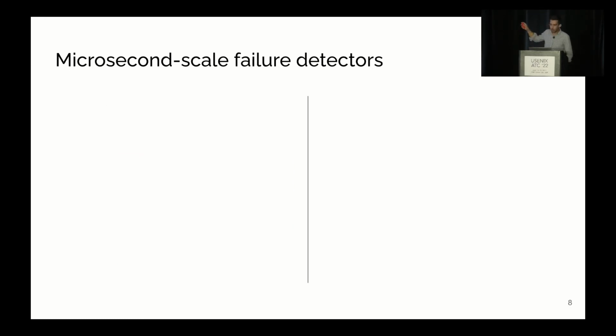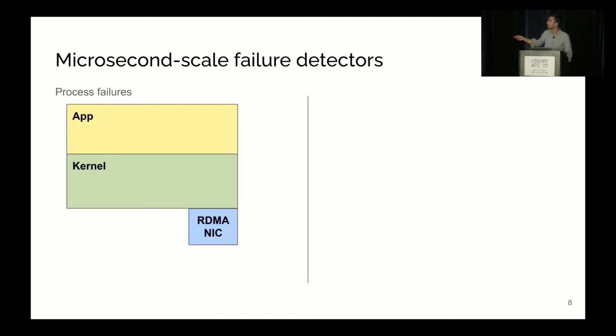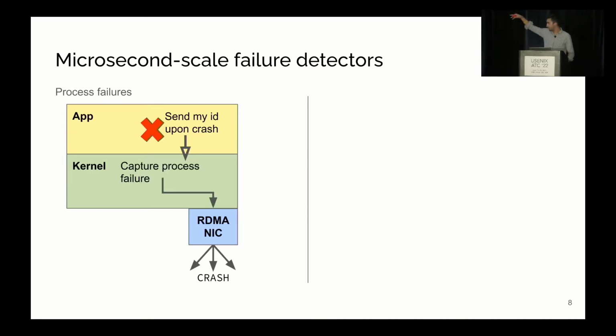So let's have a quick look at how we deal with the first two kinds of failures. Well, when there's a process failure, it's dead simple. The app just pre-registers itself to the kernel and tells it, please, when I crash, send my ID over the network, send a crash notification. And so when it happens, the kernel is going to handle the death of the process and simply send a notification over the network. This is dead simple, this does not involve timeouts, and this is 100% accurate.